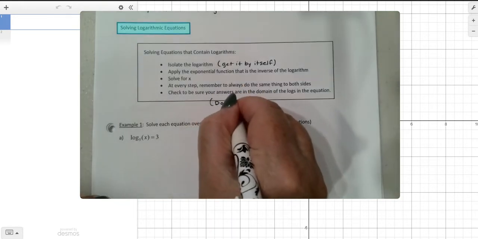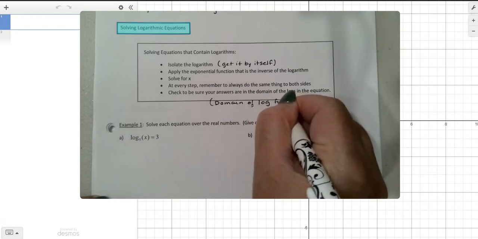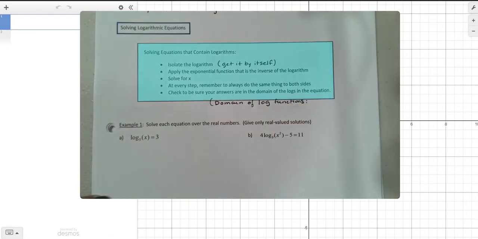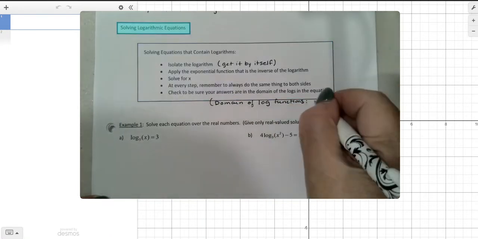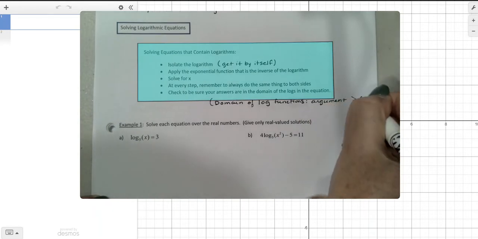A reminder, the domain of log functions is only positive values. The argument has to be positive, or greater than 0.